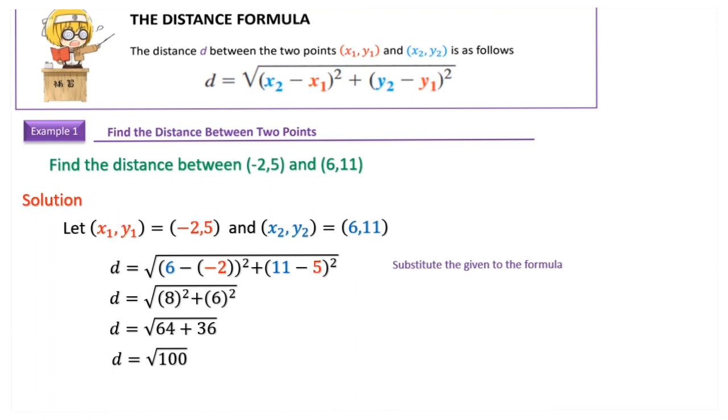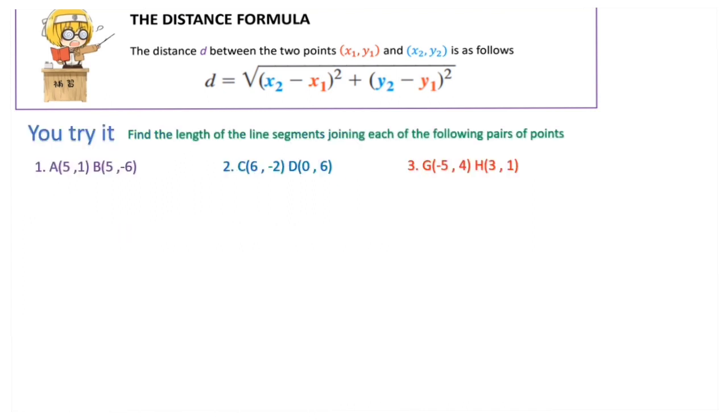Guys, the square root of 100 is simplifiable, so please indicate the answer. Oh, sorry, the square root of 100 is 10. Sorry, I got confused. So the distance is 10 units. Okay, please forgive me. Now let's have other examples here.